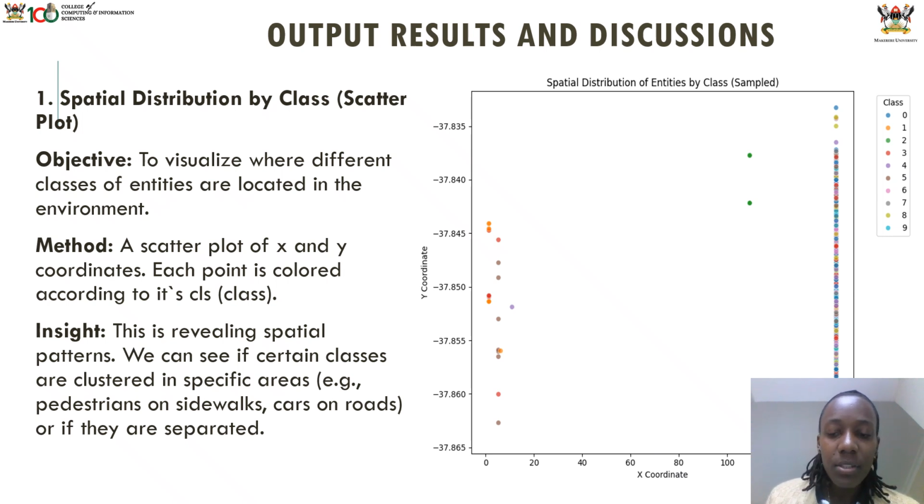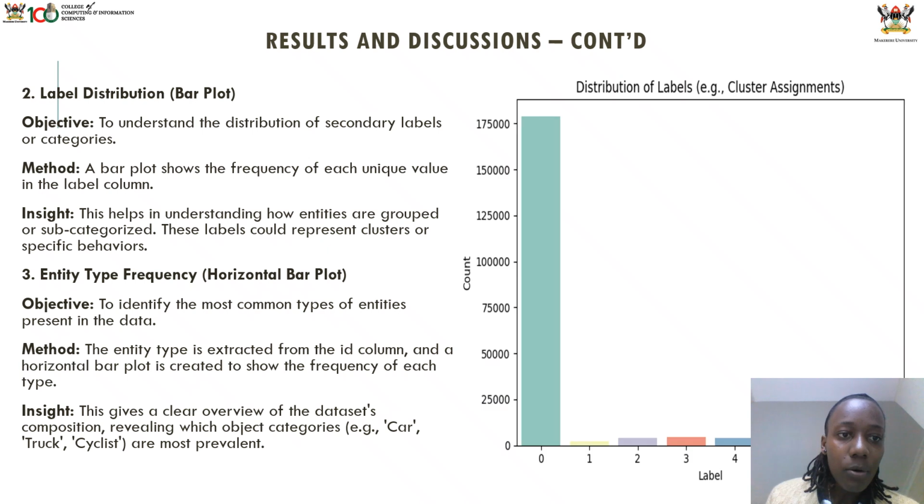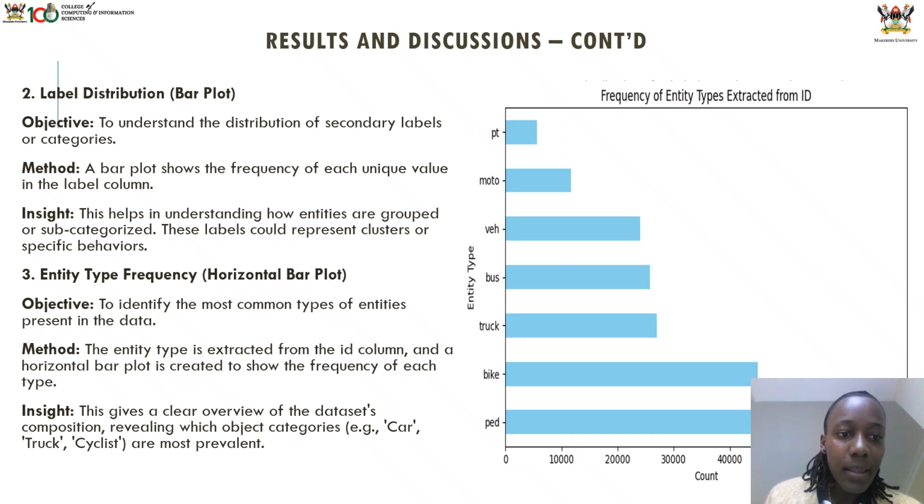Then the different graphs we use to analyze the data. As you can see, the methods we use, the objective behind this analysis, and the insight we are able to derive. Also this other one, the label distribution, we are able to assess how the labels were in our data. So those are the methods we use, the insights. And then the second one, also the entity type frequency, where we use the horizontal bar plot.